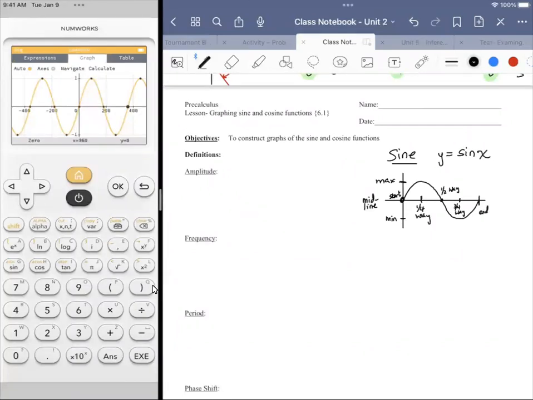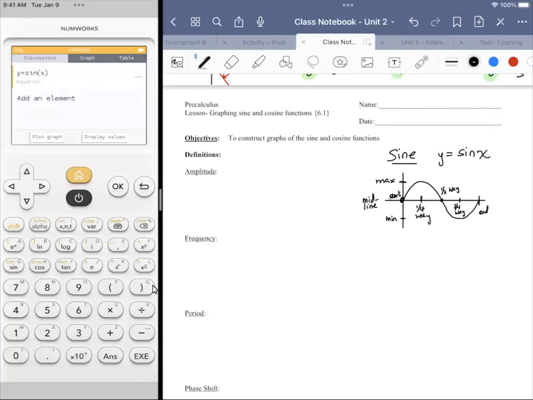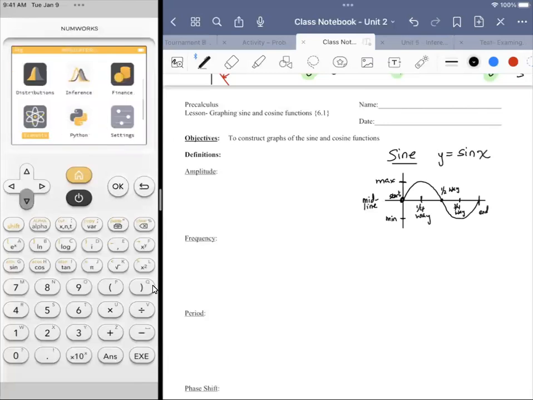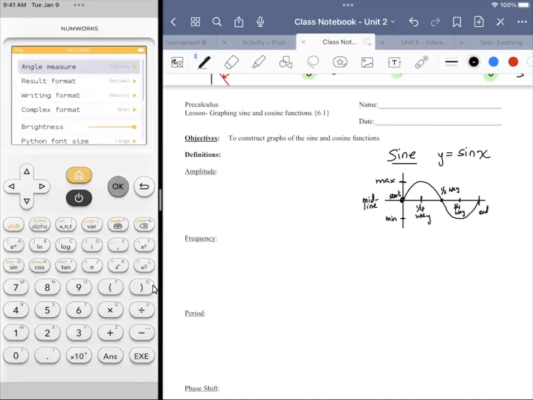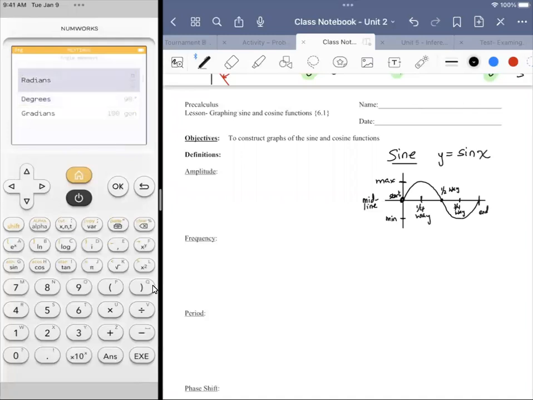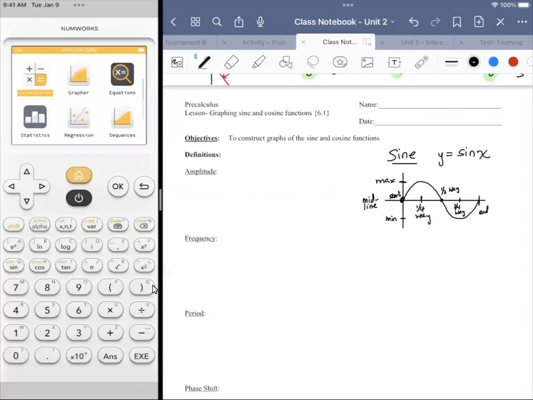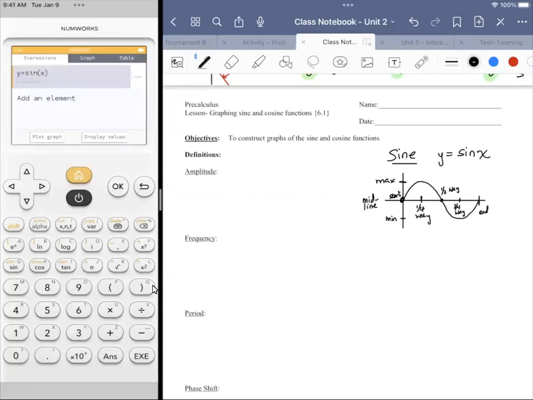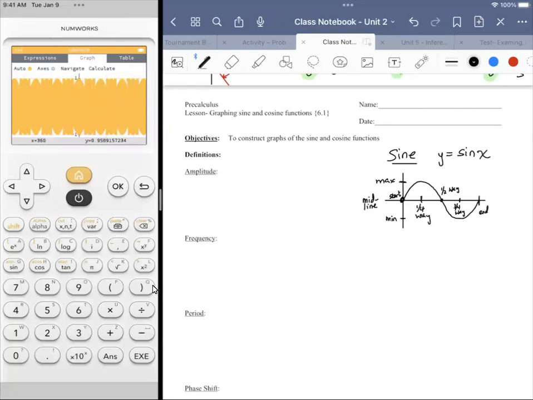I actually want my calculator back in radian mode. It's going to make things easier to work with in the long run. So again, to refresh your memory on how to do that, you go on down to settings. Angle measure should be radians instead of degrees. All right, so back into my grapher, you'll see that this looks pretty hideous.